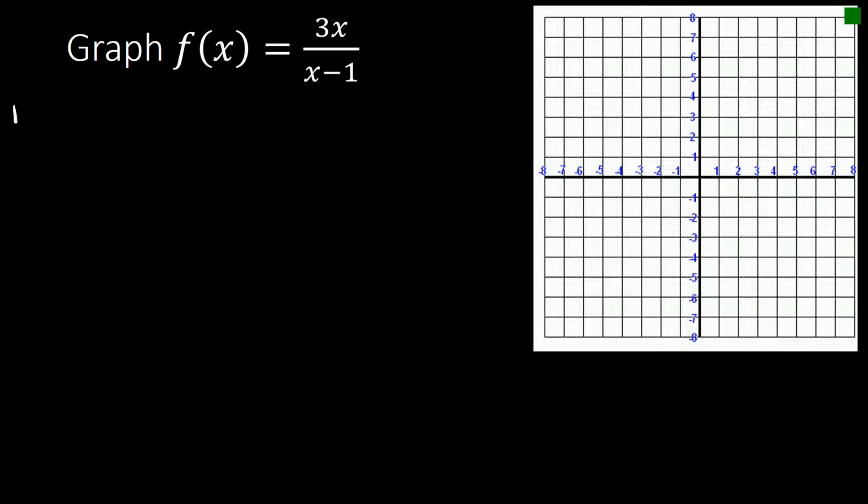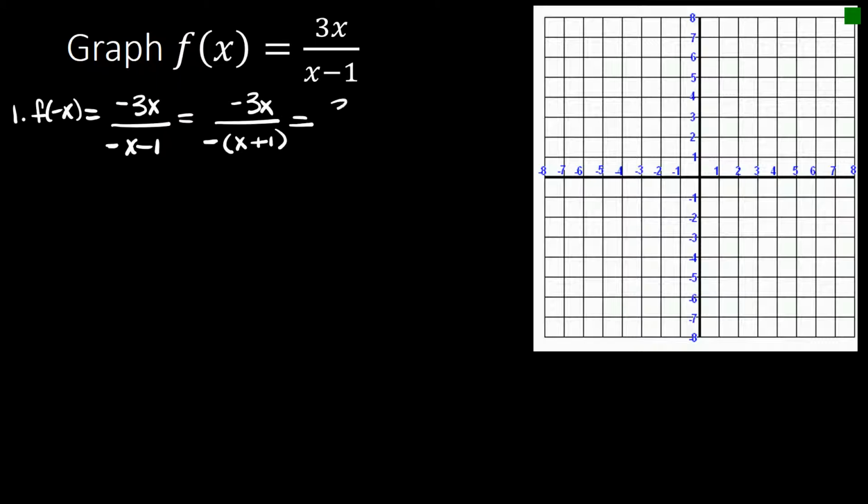The first thing we want to do is check for symmetry. So let's look at f of negative x. If I put negative x in the place of x, I have negative 3x over negative x minus 1. So that's not the exact same thing we started with. Let's try to factor a negative from what we have. Those double negatives will make positive 3x over x plus 1. Again, that's not the exact same thing we started with, so we have no symmetry.